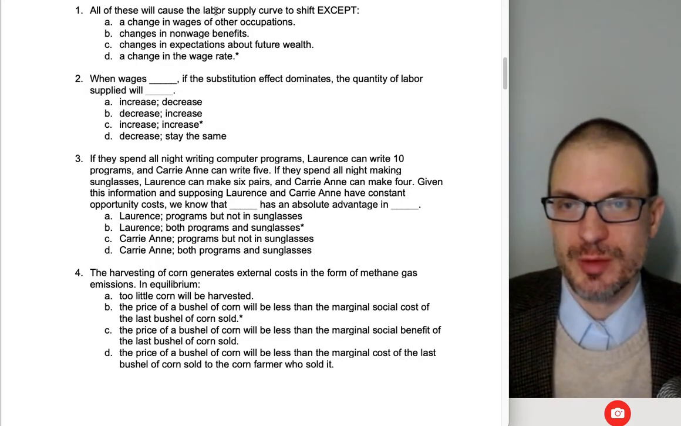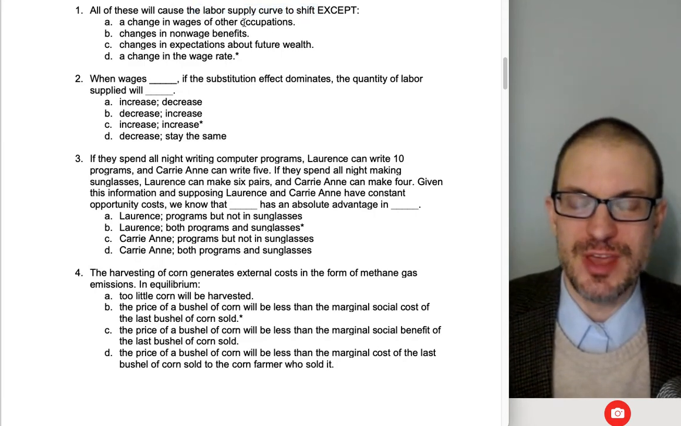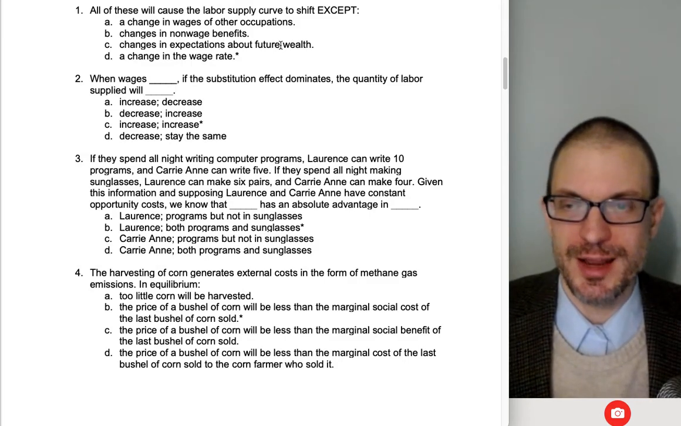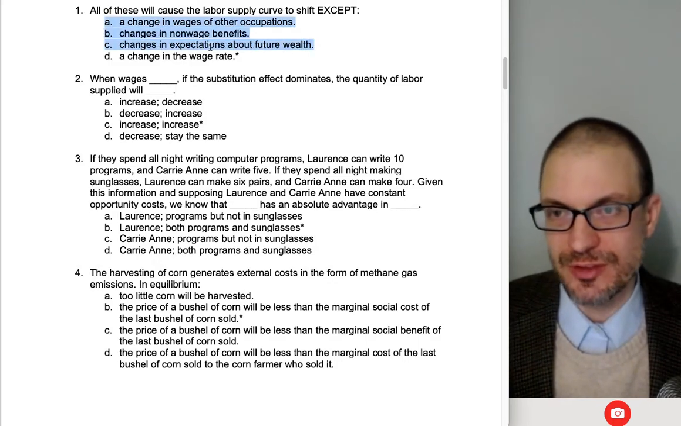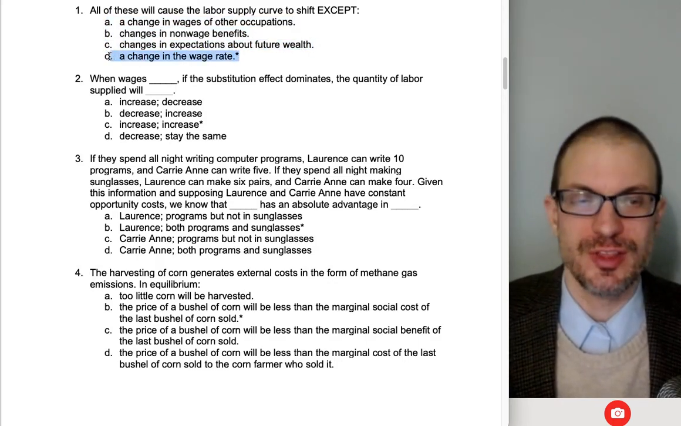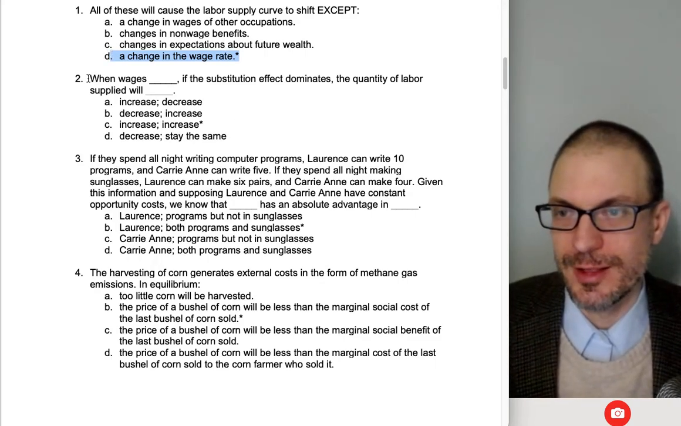If we're thinking about shifts, we want to think of our determinants of labor supply. We want to think of what is going to change the quantity of labor supplied at every single possible wage. That's all of A, B, and C, but not D. A change in the wage rate is a change in the price, and if there's a change in the price, we can only get a change in quantity supplied.